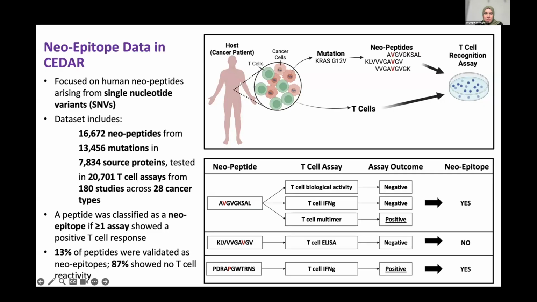Okay, and following this, we checked all the epitopes and the assays that we have available, and 13% of peptides were validated as neoepitopes, so they had at least 1 assay that had a positive outcome, and the remaining 87% were considered negatives.